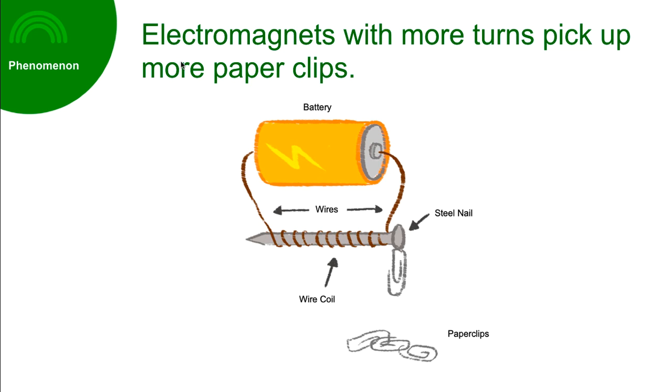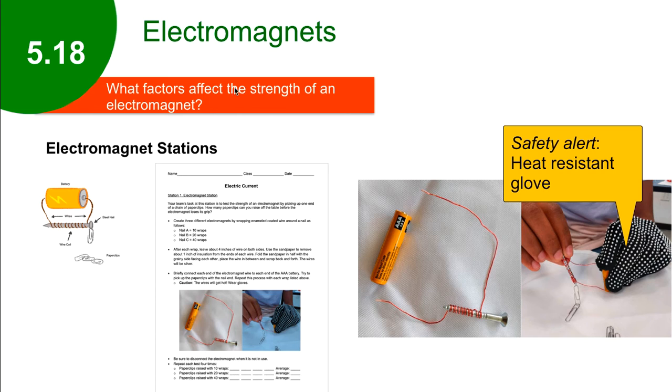All the magnets that we've used in class so far have been permanent magnets, but there are also magnets that we can turn on and off. We'll use a battery, coil, and nail to discover how the design of this electromagnet affects its strength. In lesson 5.18, students learn about electromagnets and ask, what factors affect the strength of an electromagnet? How can I build a stronger one? They work with 2 stations. In one, they compare different electromagnets to see which one can lift up the most paper clips.